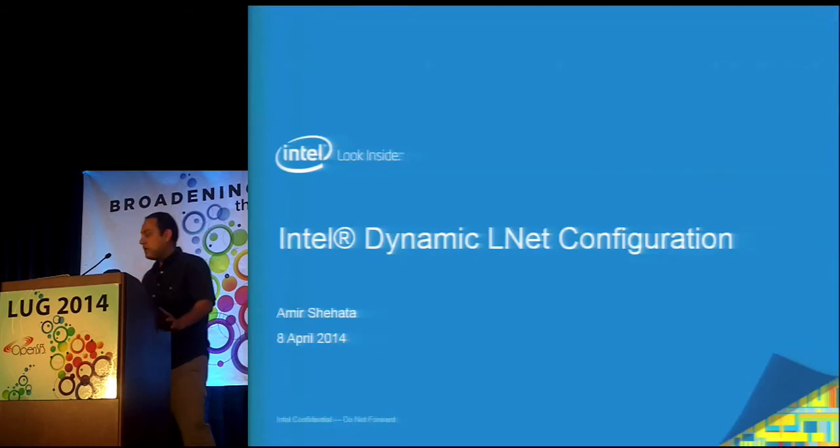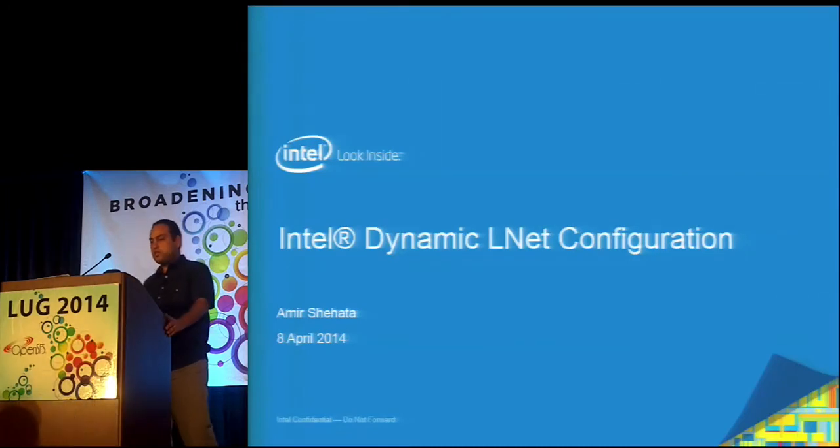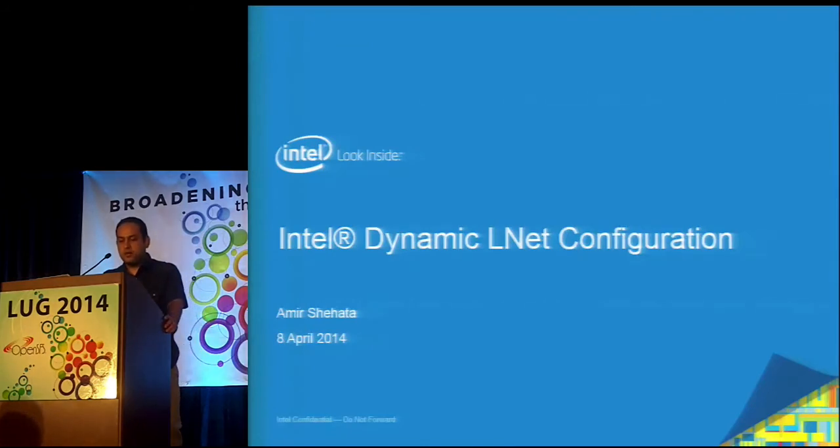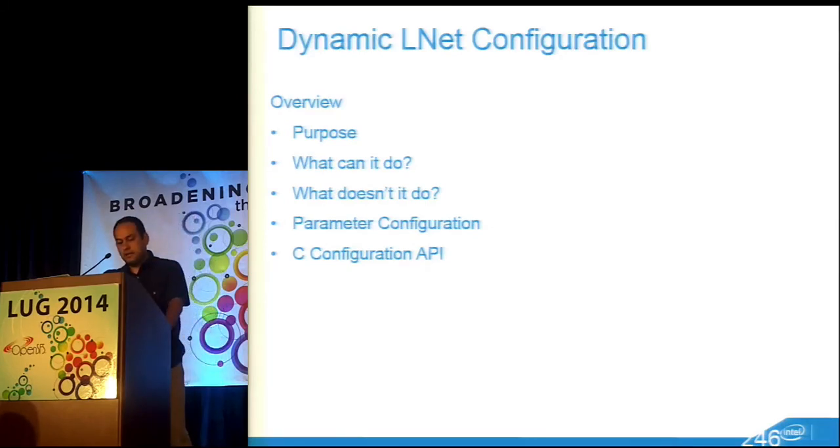Okay, so I'm going to talk about LNET Dynamic Config, DLC for short. All right, so just to give you an overview of what I'm going to be talking about, first I'll highlight the purpose of LNET, what it can do, what it cannot do, go over the parameters that it configures and how we can configure it, and then talk about an API that we added that enables people to configure LNET programmatically rather than through a utility.